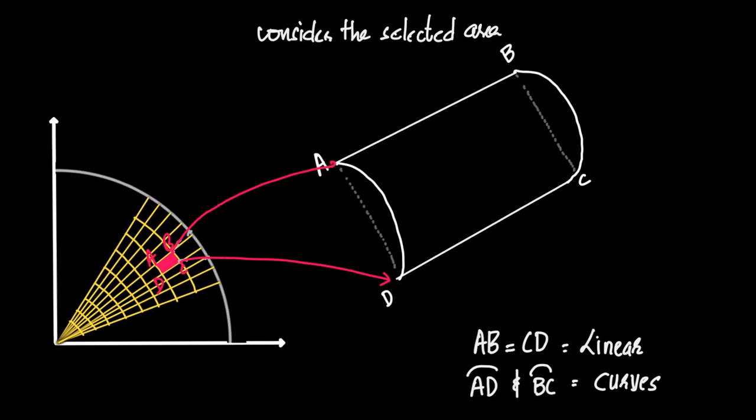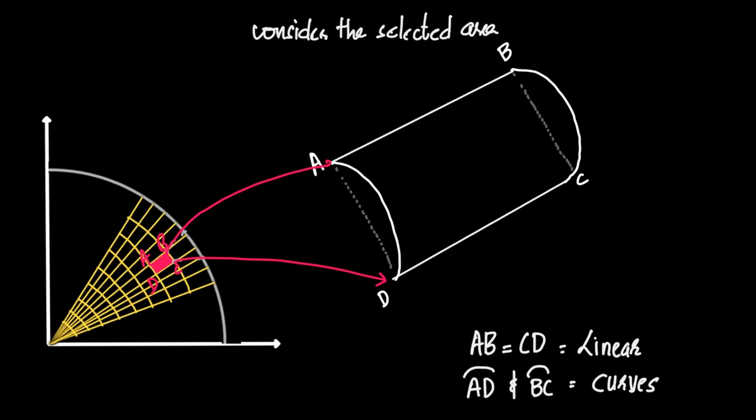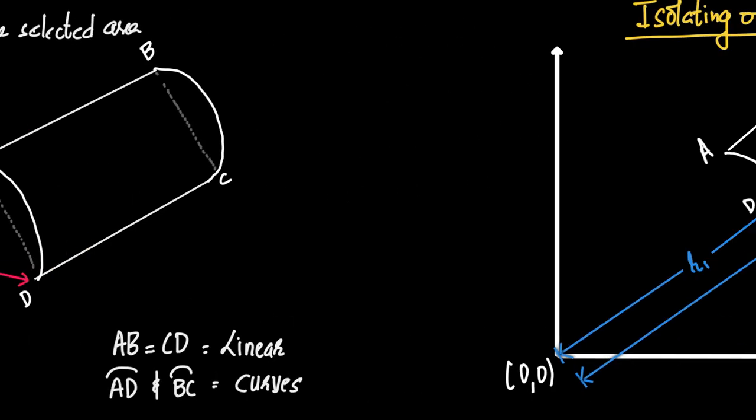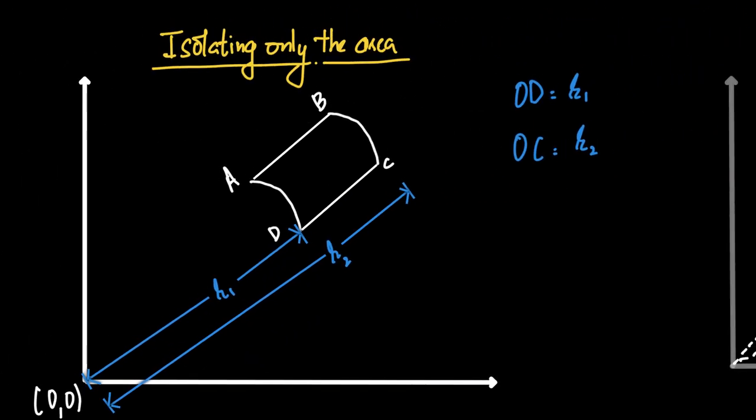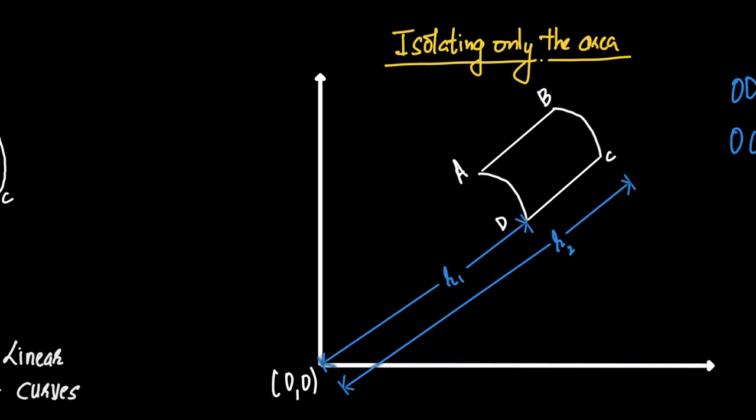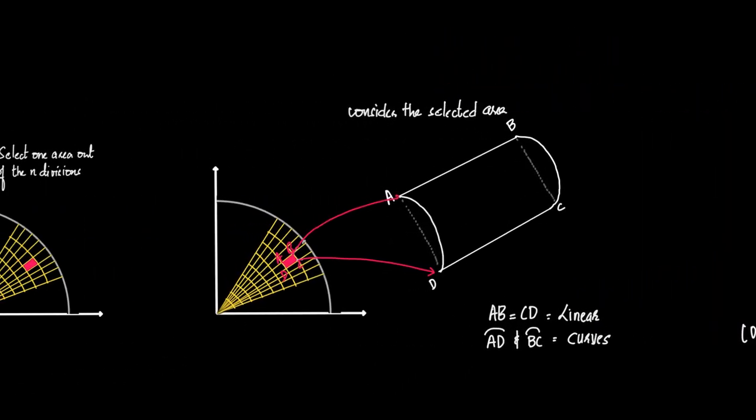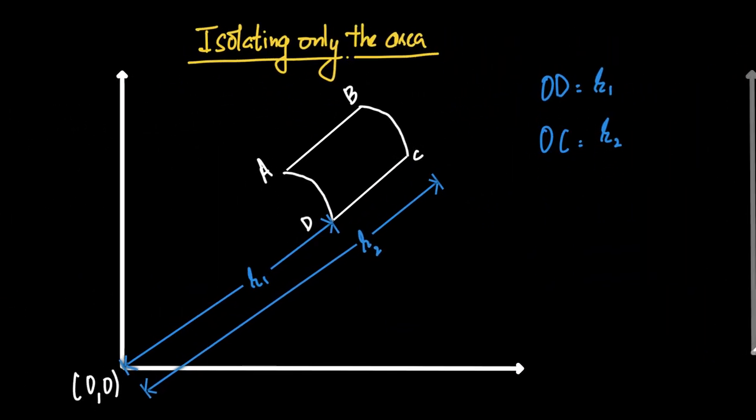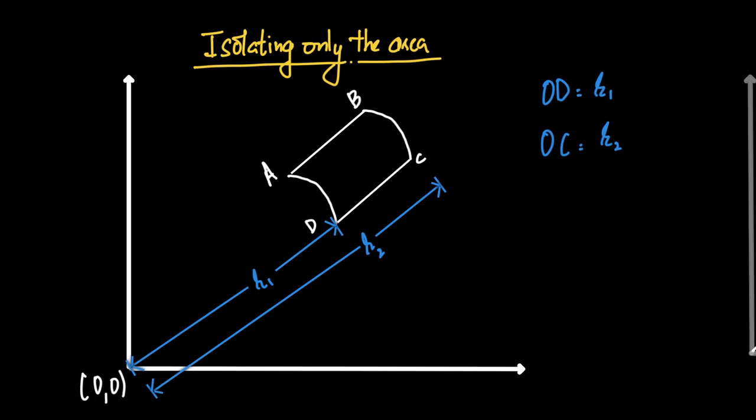While you draw this, make sure that AB and CD are straight lines, and AD and BC are not straight lines, they are curves, because that's how we represent a polar curve. Very important. Now we will isolate only this area out of this complete diagram and find out the measures of certain sides here.